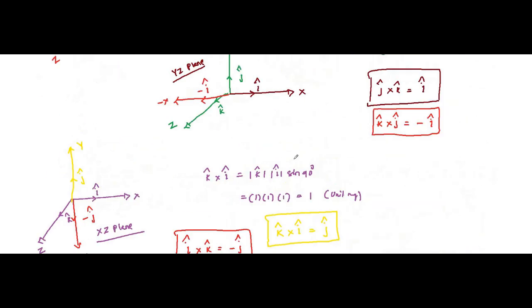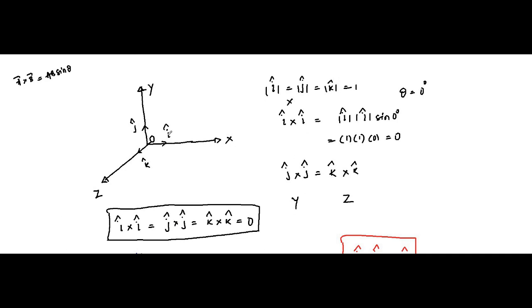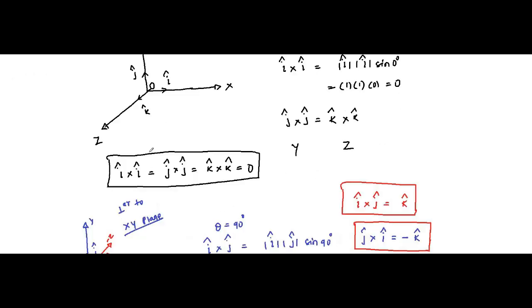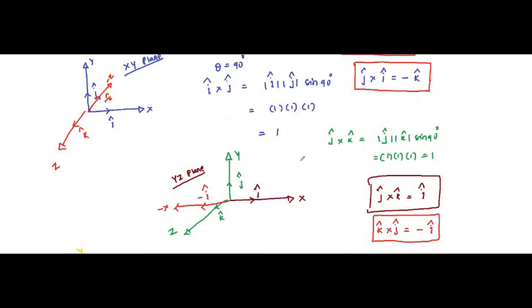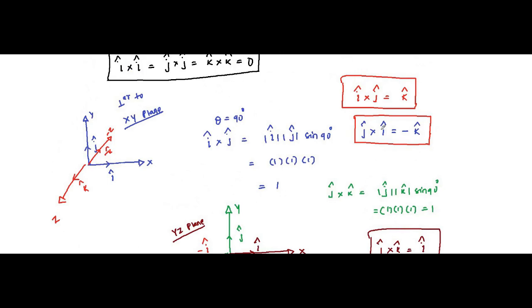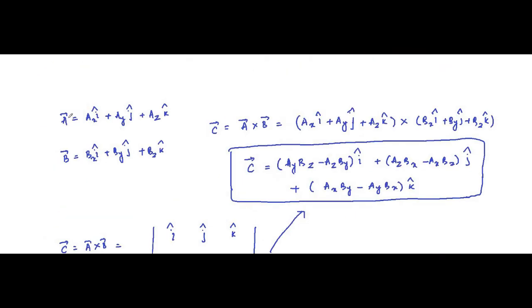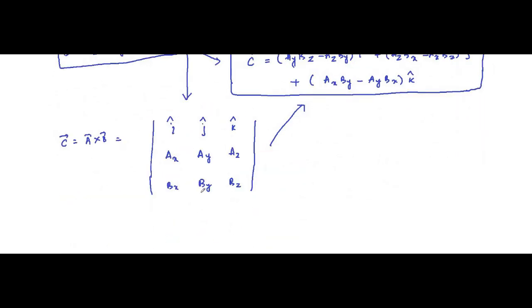So this is the discussion related to unit vectors directed along the x, y and z axes, i cap, j cap, k cap, and their cross product, and how the results obtained from that can be used to determine the cross product of two vectors, which gives us this result, which can also be represented in determinant form.